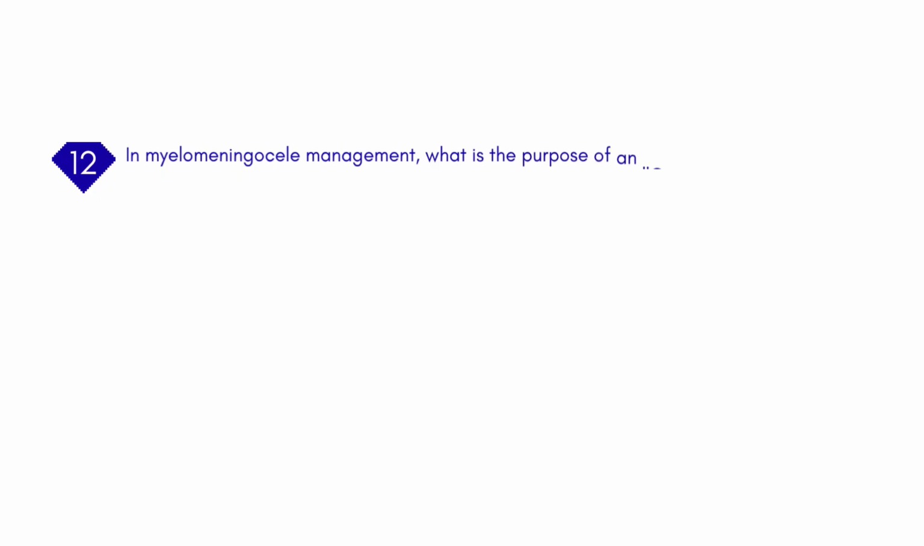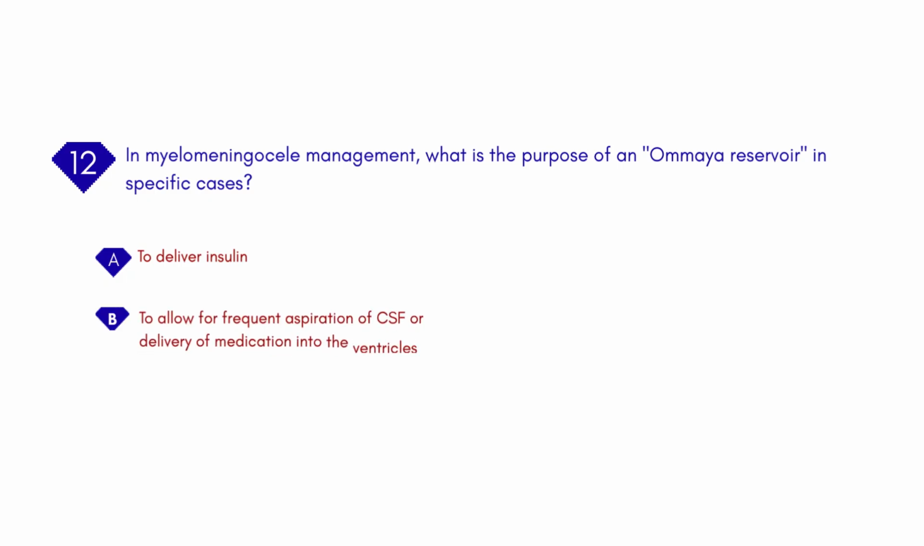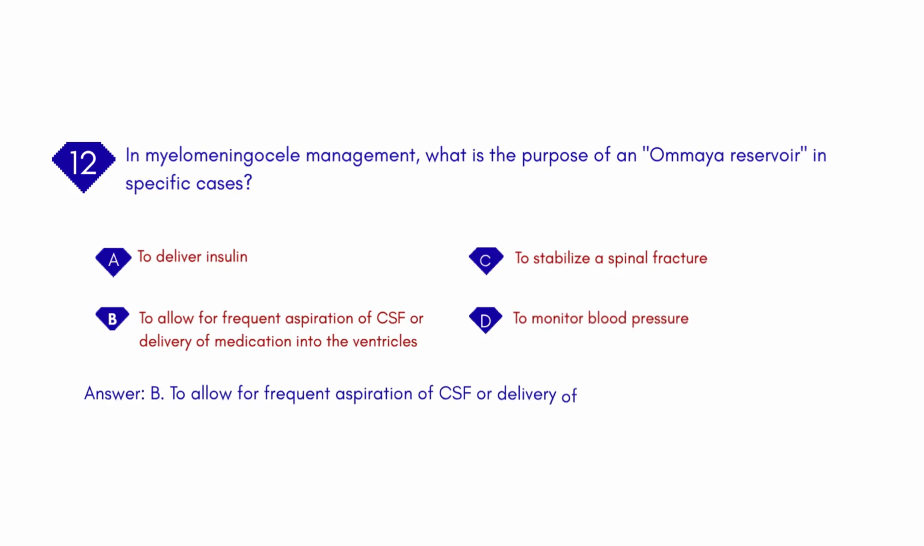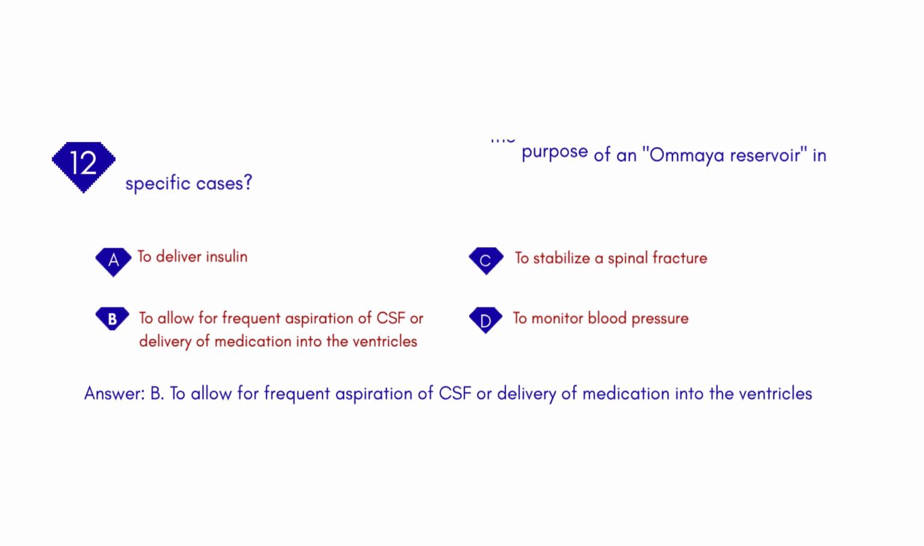In myelomeningocele management, what is the purpose of an Ommaya reservoir in specific cases? A. To deliver insulin. B. To allow for frequent aspiration of CSF or delivery of medication into the ventricles. C. To stabilize a spinal fracture. D. To monitor blood pressure. Answer: B. To allow for frequent aspiration of CSF or delivery of medication into the ventricles.